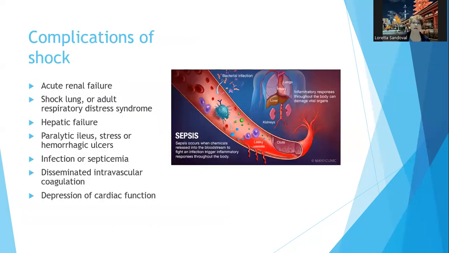The complications of shock include acute renal failure. That's pretty serious. Shock lung or adult respiratory distress syndrome, also very serious. These are all things you should go into the emergency room for. Hepatic failure, paralytic ileus, stress or hemorrhagic ulcers, infection or septicemia, disseminated intravascular coagulation, which all this stuff can kill you, and depression of cardiac function. So shock is a serious medical emergency.